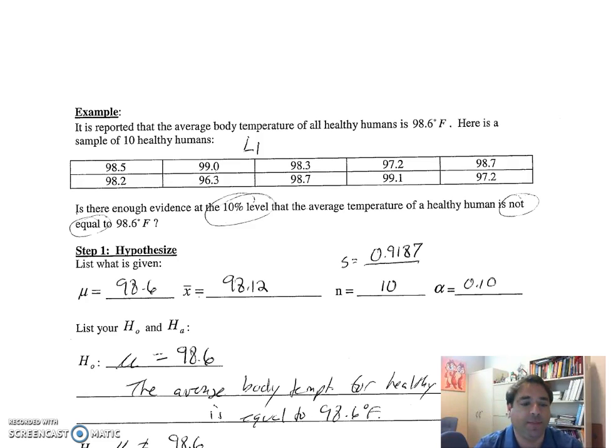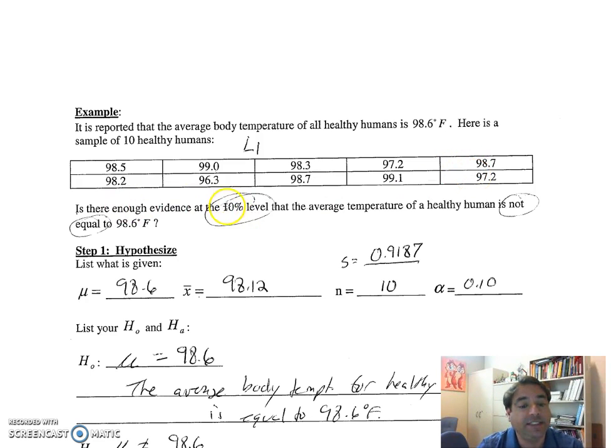So we're going to do another example. It is reported that the average body temperature of all healthy humans is 98.6 degrees Fahrenheit. Here is a sample of 10 healthy humans. So in this case, we have data: 98.5, 98.2, 99, 96.3, 98.3, 98.7, 97.2, 99.1, 98.7, and 97.2.